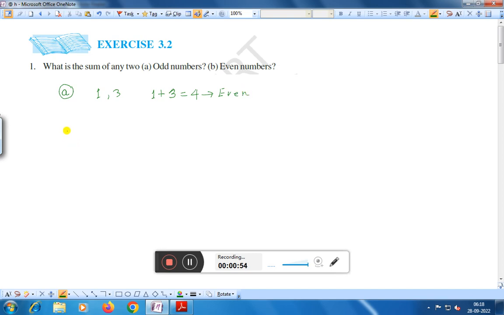The sum of any two odd numbers will always be an even number. Take another example. Suppose I am taking 5 and another odd number, that is 7. If we add the numbers, 5 plus 7 is equal to 12, and that is also an even number, right? That means we can say the sum of any two odd numbers is an even number.